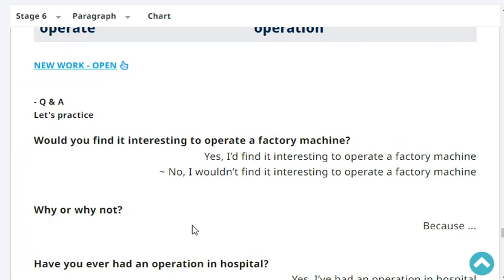Would you find it interesting to operate a factory machine? Yes or no? No, I wouldn't find it interesting to operate a factory machine. Why not? Because it can be boring. Very good.